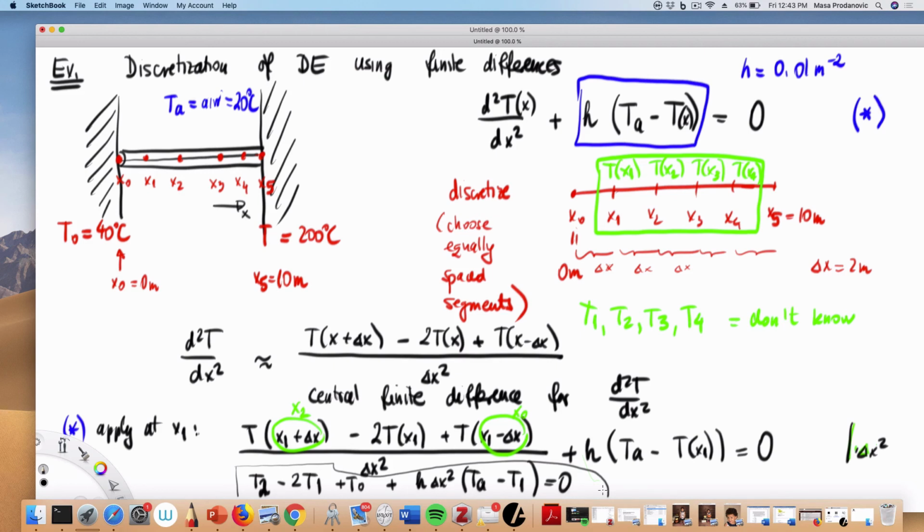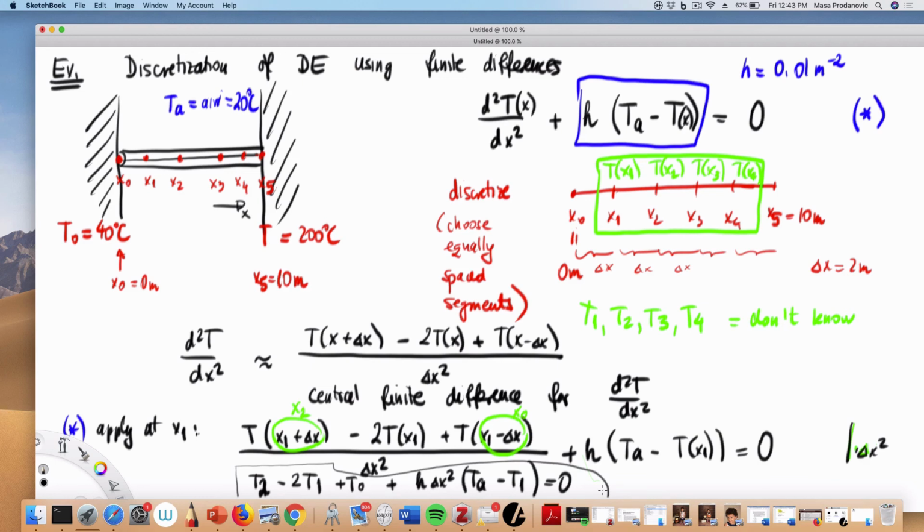Is it not divided by delta x? I have multiplied with delta x squared. You can clean it up in any way you want. But ultimately, what I'm going to do is put stuff that I don't know on one side, stuff that I know on the other side. And what am I left with?